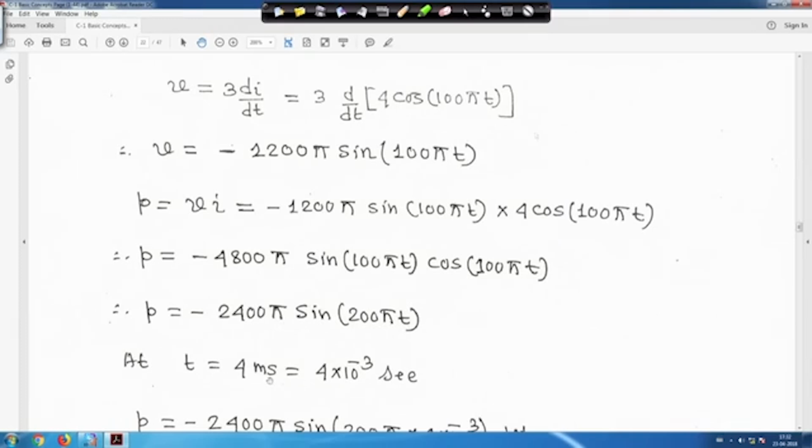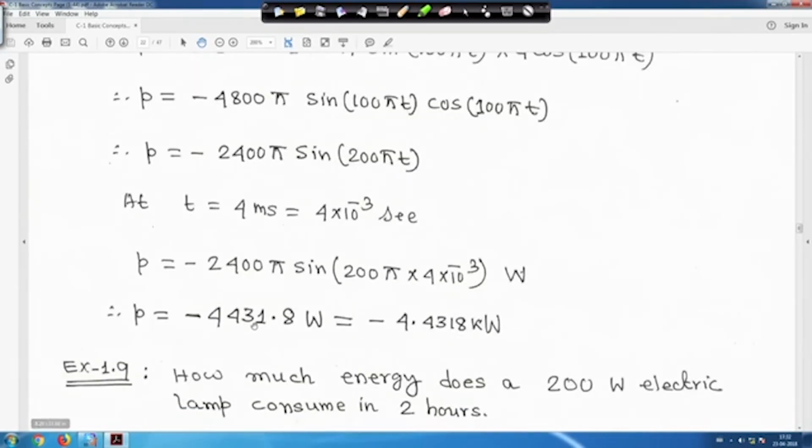At t is equal to 4 millisecond, that is 4 into 10 to the power minus 3 second, you put here t is equal to 4 into 10 to the power minus 3, and you will get P is equal to minus 4431.8 watt, that is minus 4.4318 kilowatt.